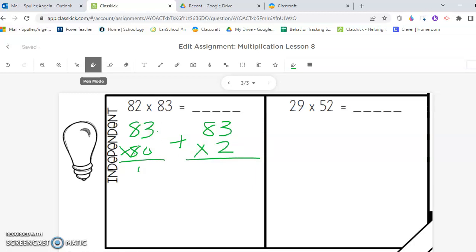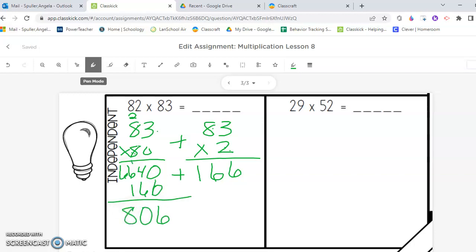8 times 3 is 24, carry the 2. 8 times 8 is 64, plus 2 is 66, bring down that 0. 2 times 3 is 6, 2 times 8 is 16. Adding them together, I get 6, I get 10, carry the 1, 7, 8. So I get 6,806.